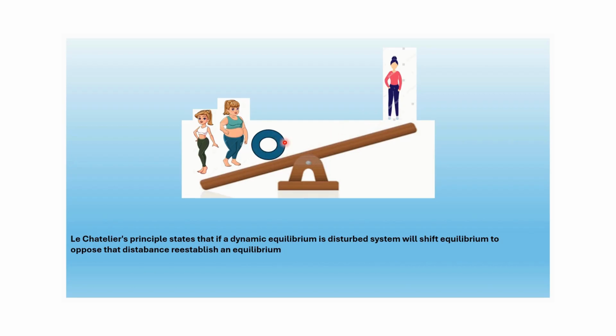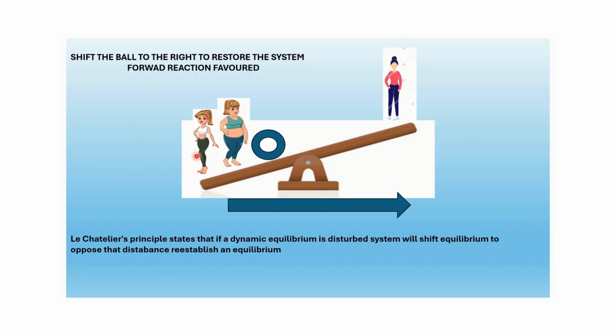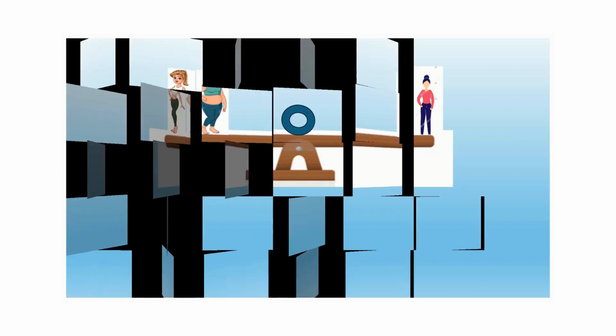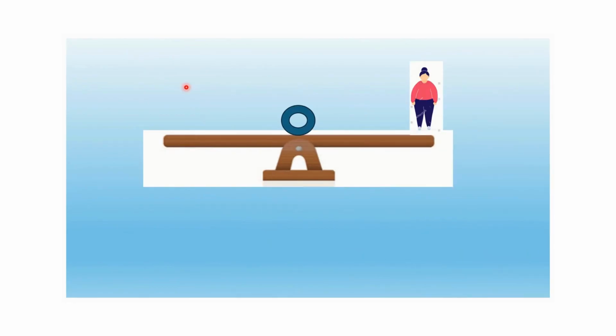So in this case, we are going to favor the forward reaction to restore the system. That's why I indicated it with an arrow here. And doing so, if we shift the ball to the right, whatever is on the right must increase, whatever is on the left must decrease. Let us show this increment and decrement, and obviously we are going to favor the forward reaction. When you favor the forward reaction, whatever is on the right will increase.